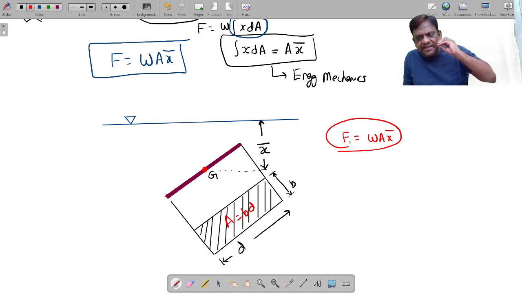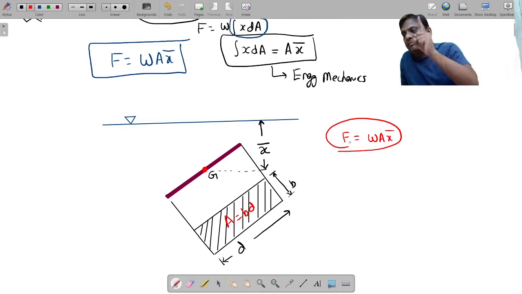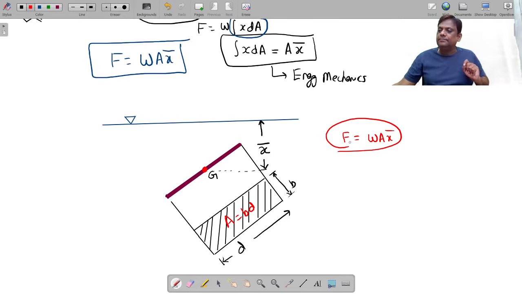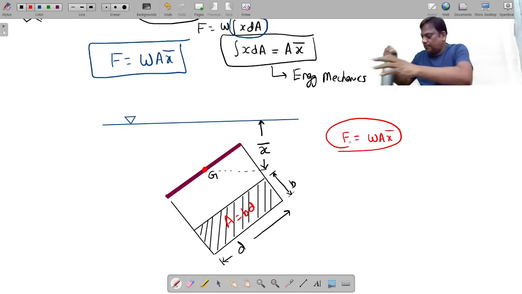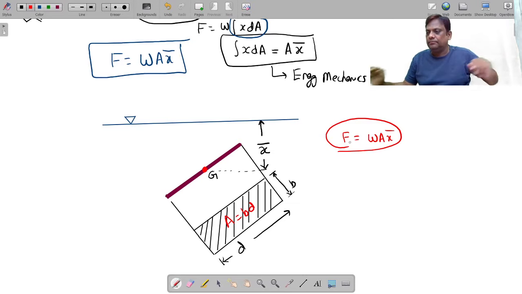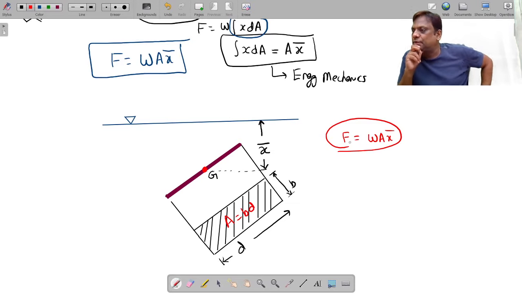Please tell me, this equation is for a plane surface. We have not brought curved surfaces into consideration. It is a plane surface. Is the equation for hydrostatic force on a plane surface clear, my dear students? Come on, waiting for your responses. Is it clear?